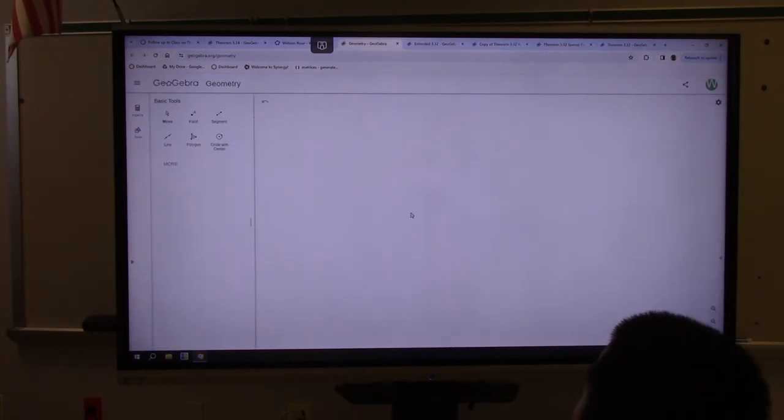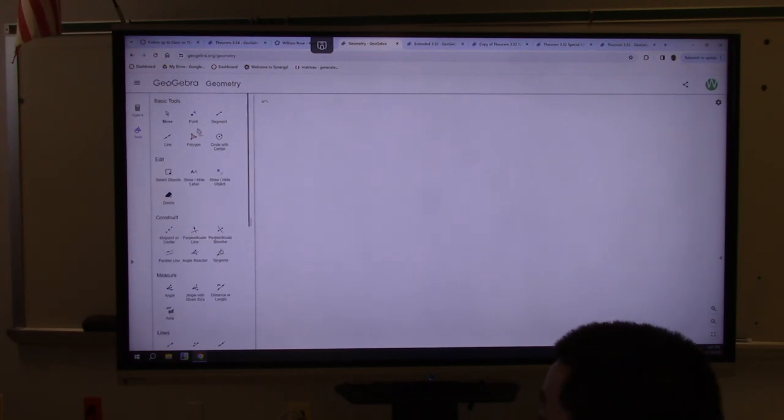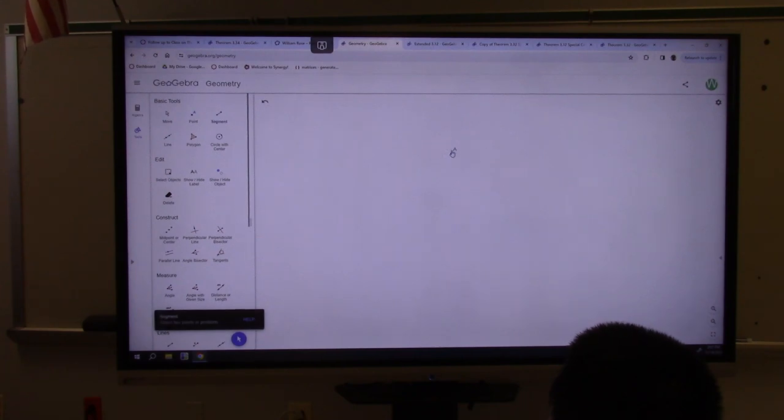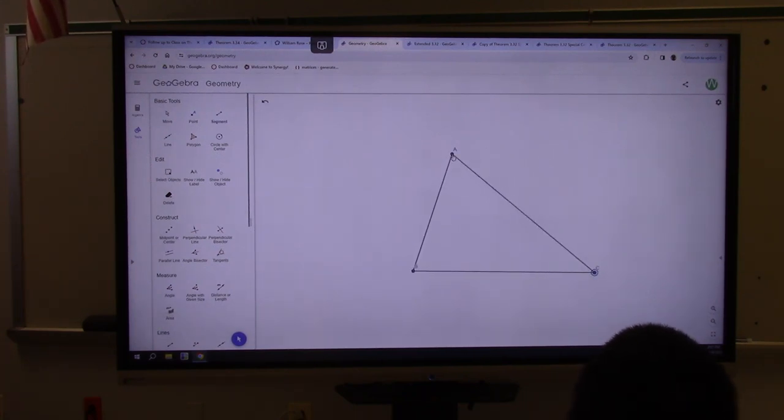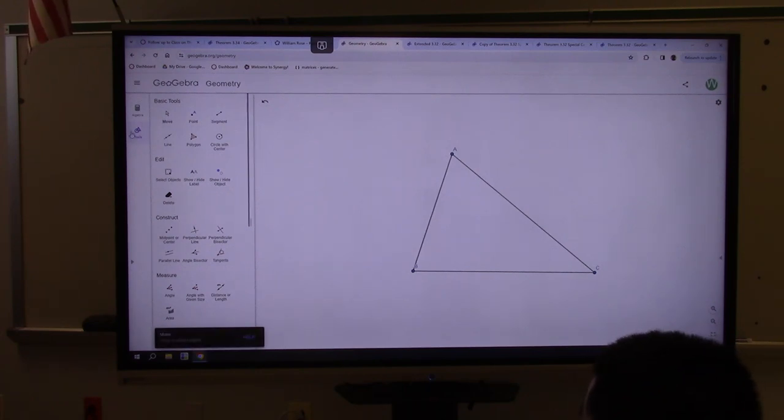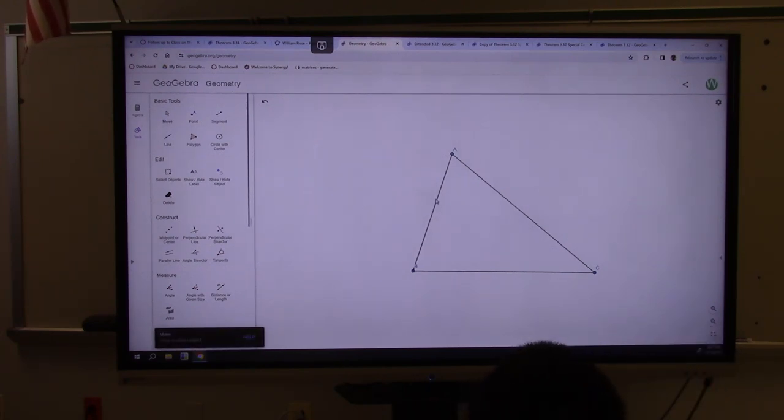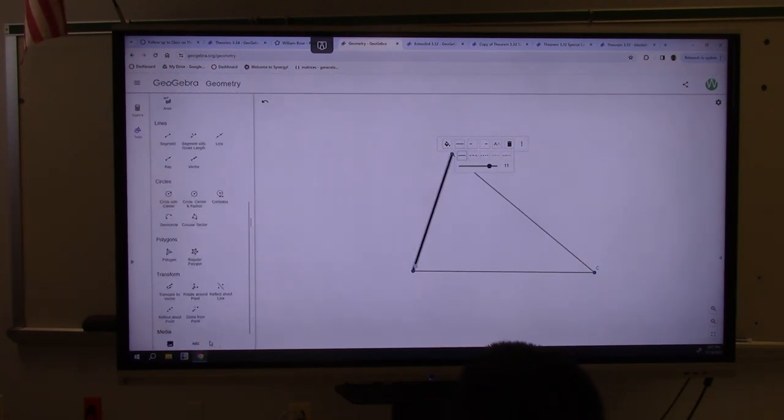All right, so making a triangle time, A, B, C, and there's a triangle. Okay, so now we'll do this. And we'll do this.